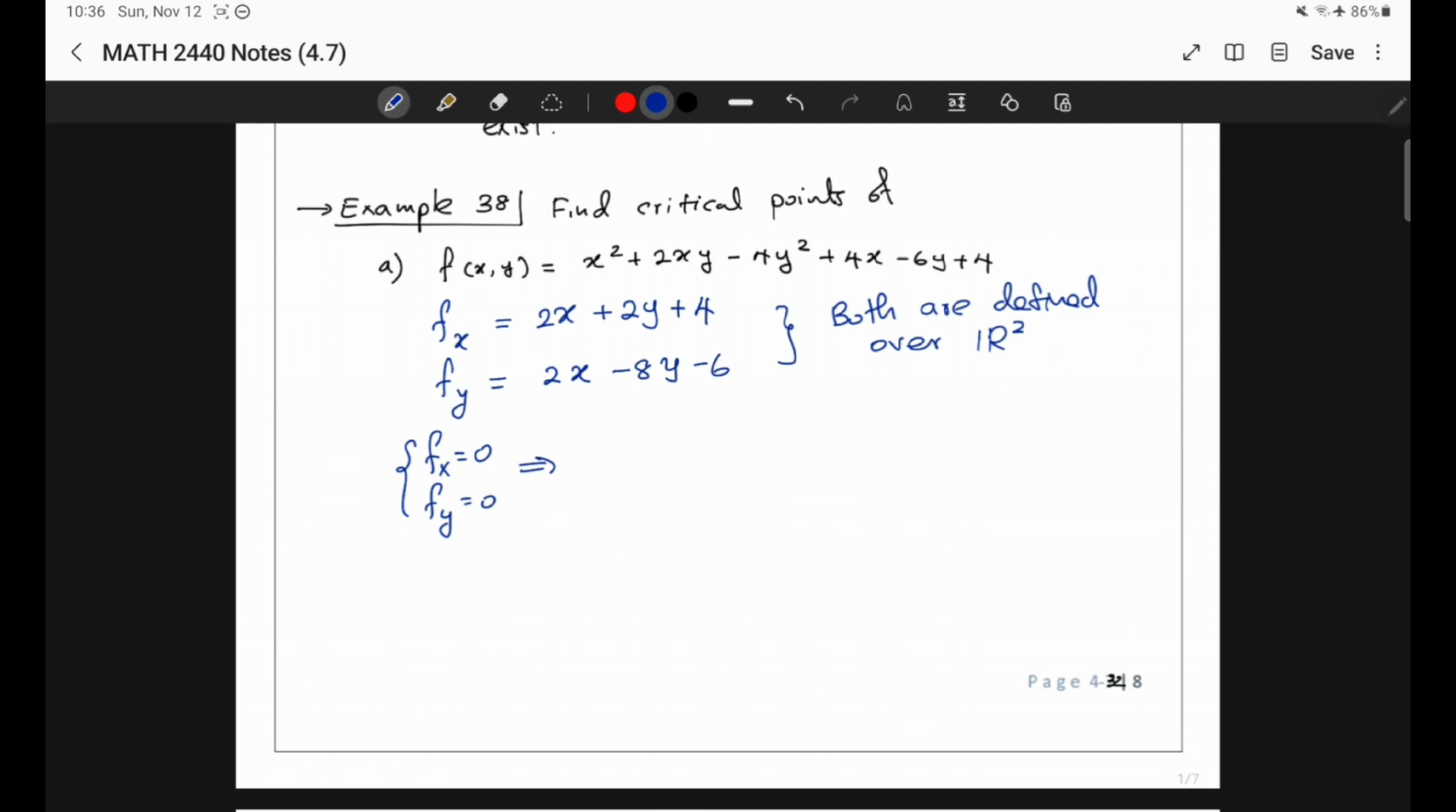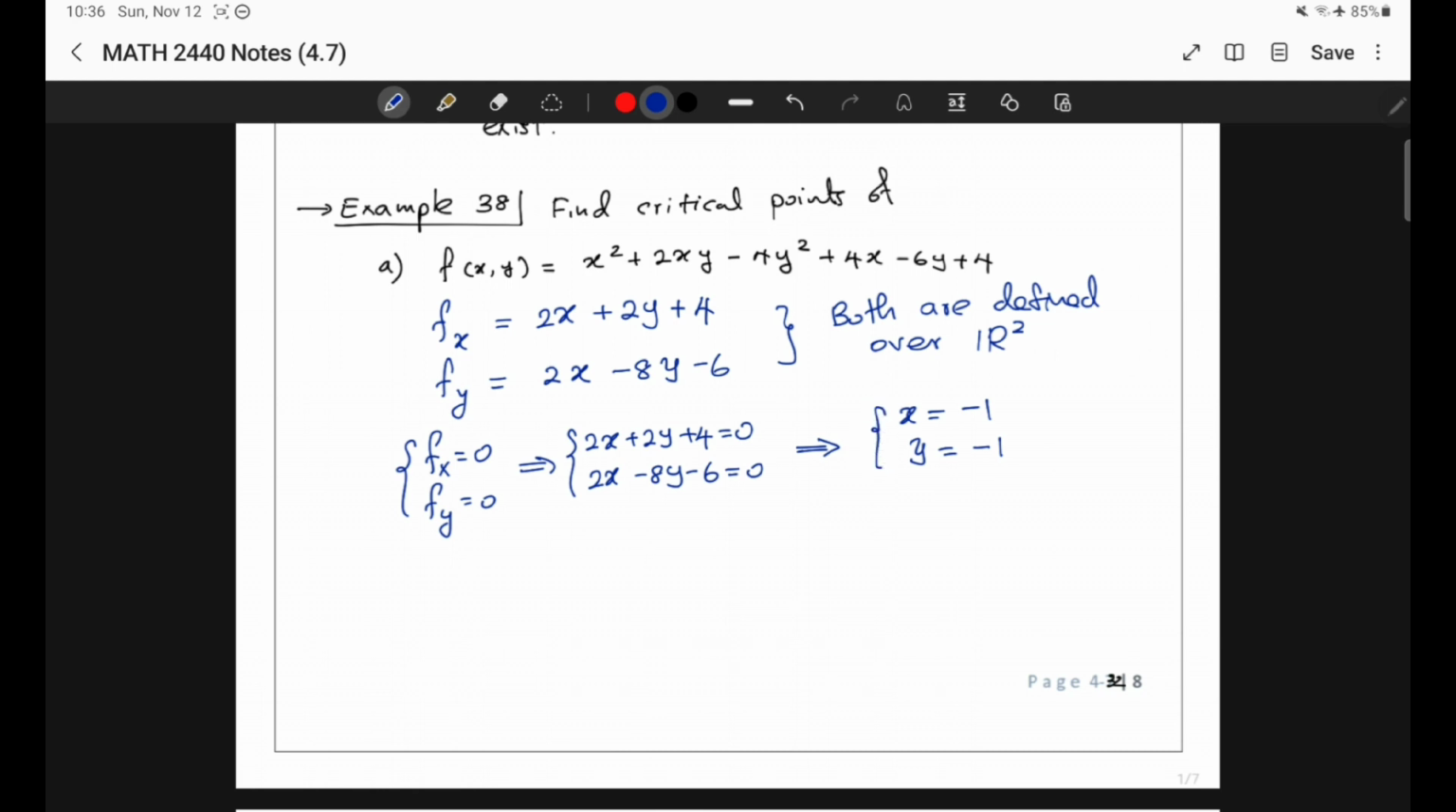So we get two simultaneous equations, right? And we have to solve them. 2x plus 2y plus 4 equals 0. 2x minus 8y minus 6 equals 0. Okay, you can solve for x and y. You can use the elimination method or the substitution method. You will get x equals -1 and y is also -1.